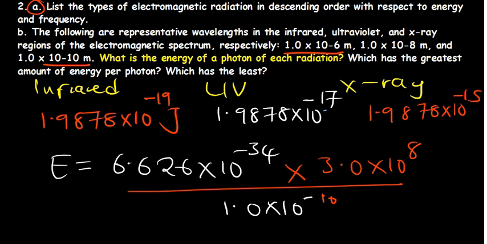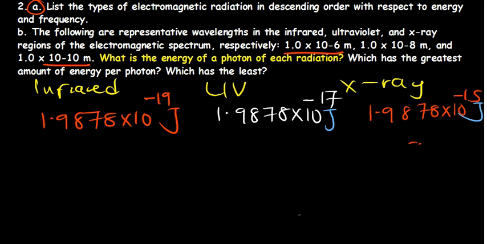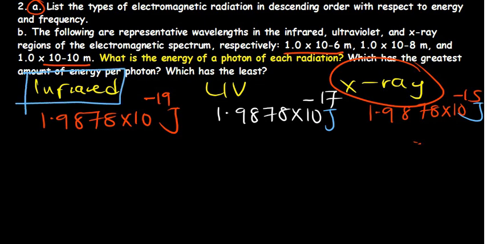Of course all these should have units of joules, because we are calculating the energy. Which one has the greatest energy here? Just like we predicted, the X-ray has the highest. One thing we are seeing is that the one with the longer wavelength has the lower energy, the lowest actually. So the one which has the least is infrared in this case.